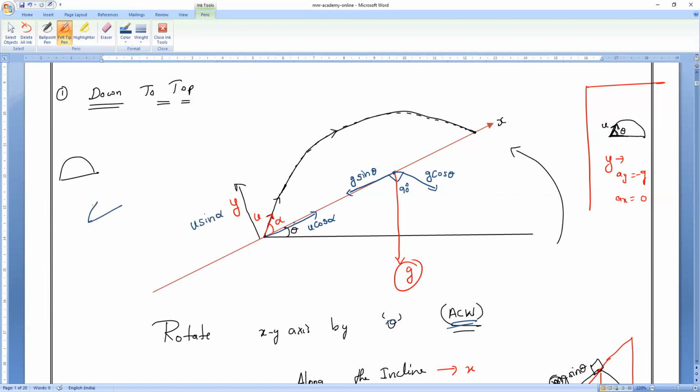I'm imagining here that alpha is there. Then what is the x-axis initial velocity? U cos alpha. And the y-axis initial velocity, everybody? U sin alpha. Okay. Clear, everybody? Understand? Yes, sir.